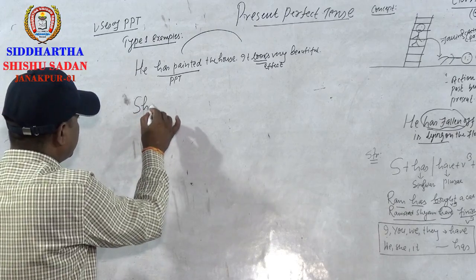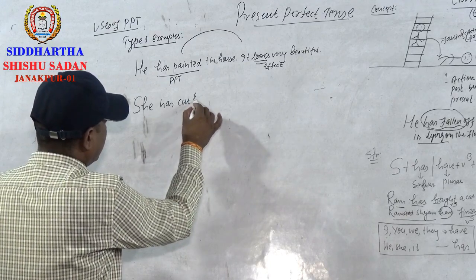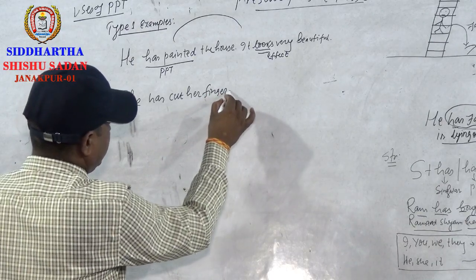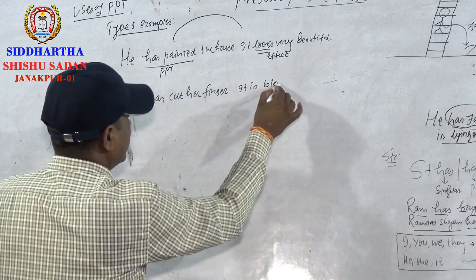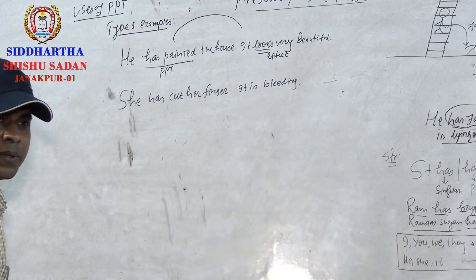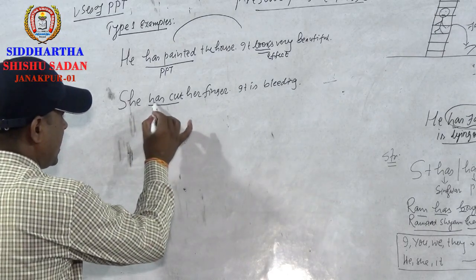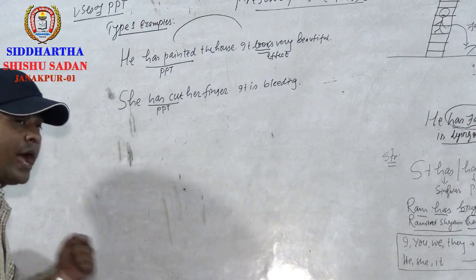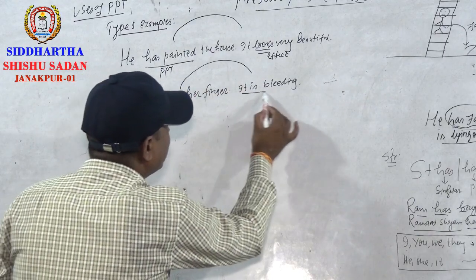Let's see the next one. She has cut her finger. See, dear students, it is bleeding. Dear students, what's the tense here again? See, has plus V3, PPT, present perfect tense. Why? Because its effect is here. Still bleeding.